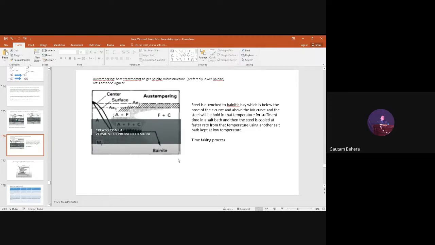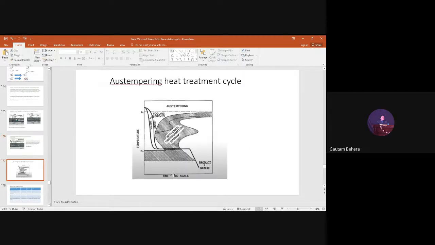So austempering leads to formation of bainite, but martempering leads to formation of martensite here, right? So this is the same plot you can see. Austenitizing region, quenching and holding the steel at this temperature, which is the lower bainitic transformation temperature. The austenite transforms into bainite at this region. Finally, when all the austenite becomes bainite, then we have to cool the steel to room temperature.